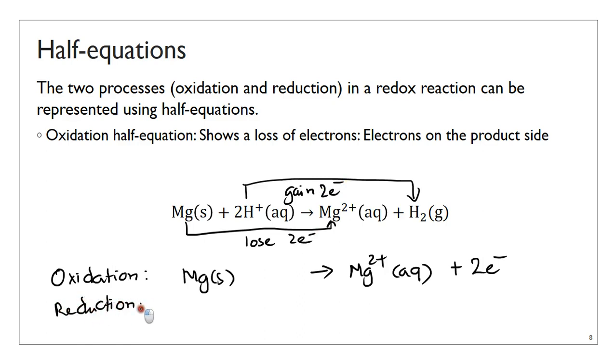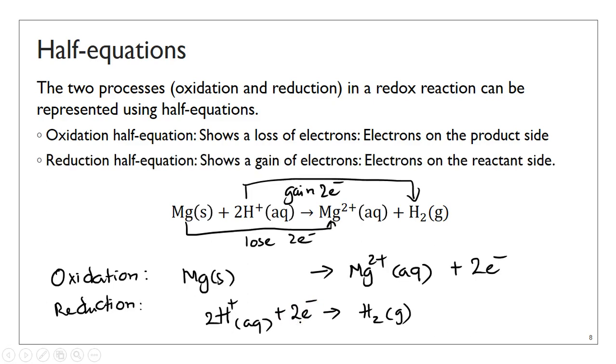And reduction, it's going to be H+. Now you're going to need two hydrogens here because the product is H2 and you need to make sure that the equation is balanced. So H+ going to H2. And in order for this to happen, the hydrogen ions have to gain 2 electrons, so electrons will be on the reactant side. So these are examples of half equations. If I add these two half equations together, I will get the full equation or the overall equation.